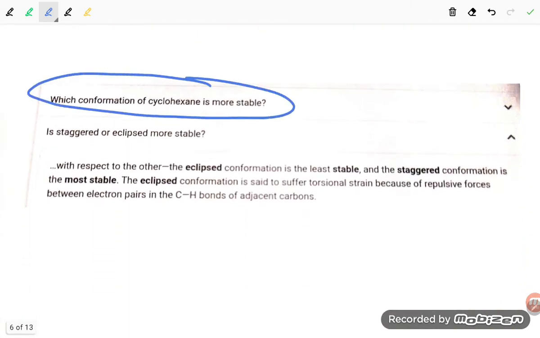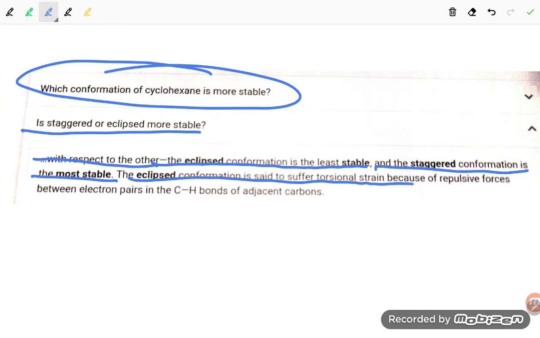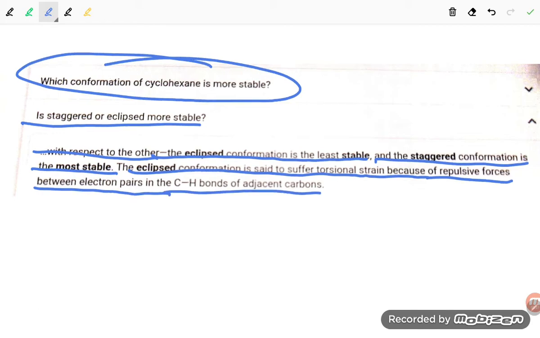Which conformation is most stable, staggered or eclipsed? With respect to each other, the eclipsed conformation is the least stable and the staggered conformation is the most stable. The eclipsed conformation is said to suffer torsional strain because of the repulsive forces between the electron pairs in CH bonds on adjacent carbon atoms.